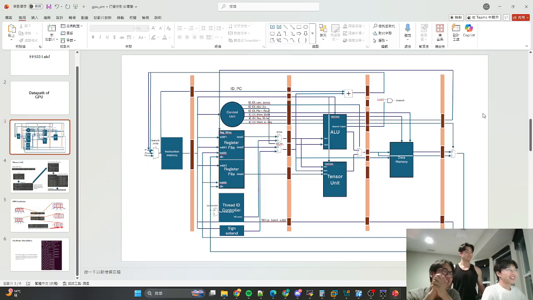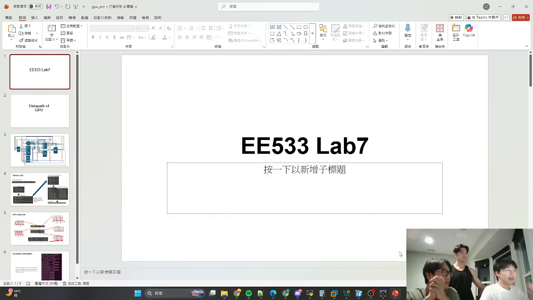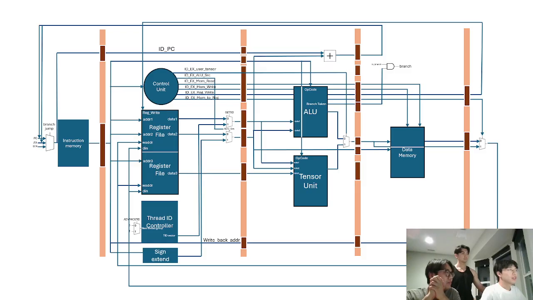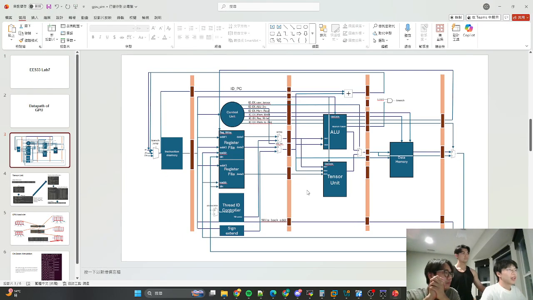Okay, first, this is our GPU design for EE533 Lab 7. First, we want to mention the data path design of our GPU. We have the data path graph here, and first is the instruction fetch stage. We choose the PC between the normal PC, jump target address, and branch target address using the is_branch or is_jump signal from our MEM stage. So it is a late branch design.